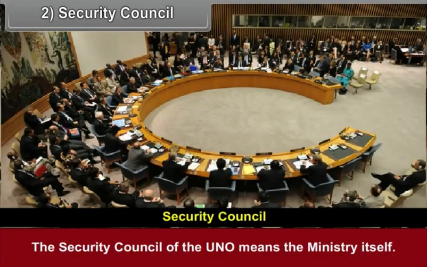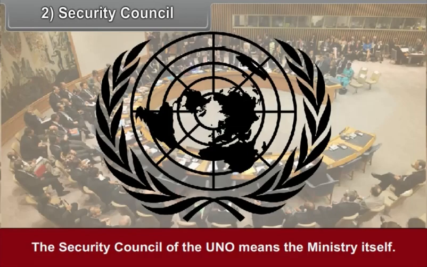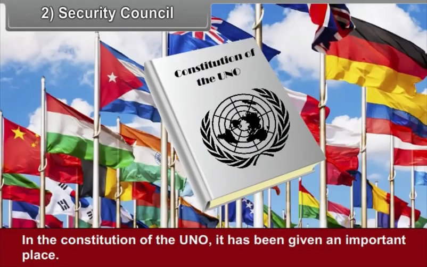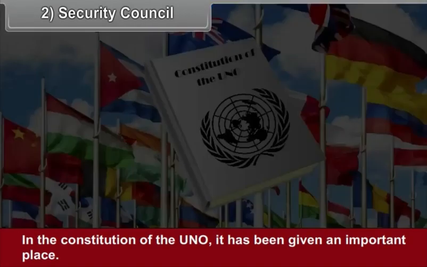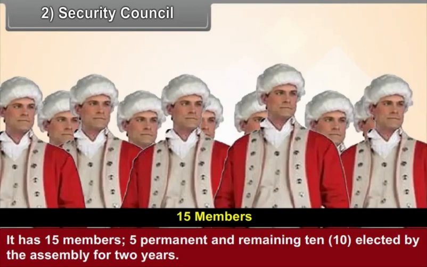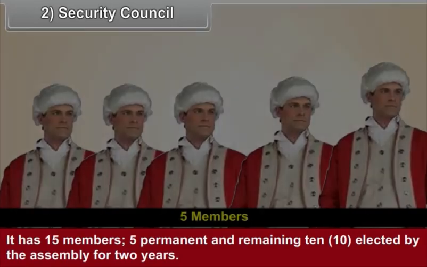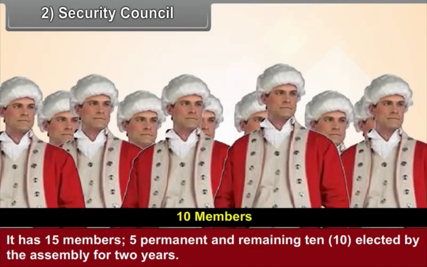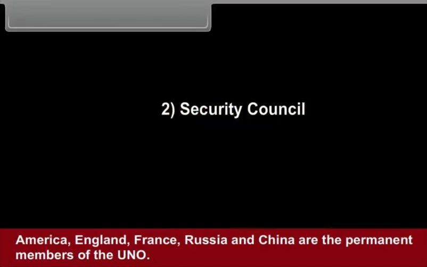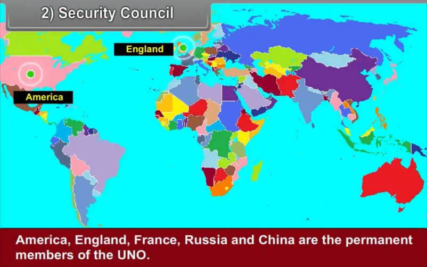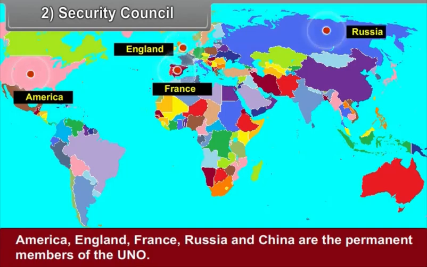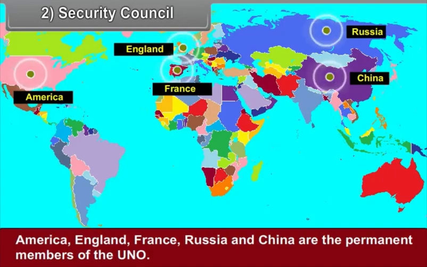Second, Security Council. The Security Council of the UNO means the ministry itself. In the Constitution of the UNO, it has been given an important place. It has 15 members, 5 permanent, and the remaining 10 elected by the Assembly for 2 years. America, England, France, Russia, and China are the permanent members of the UNO.